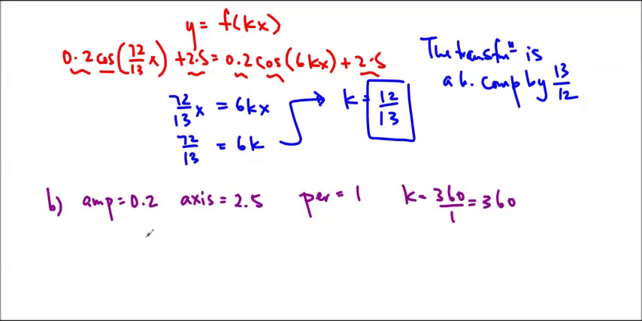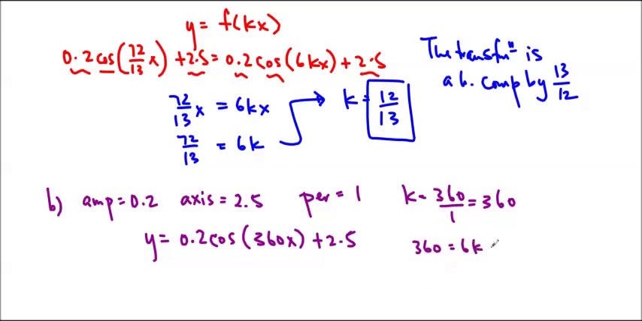So the equation is going to change. It's going to become y equals 0.2 cos 360x plus 2.5. If we do the same thing as we did here, we'll know that 360 is equal to 6k. In this I'm finding the transformation, so k is equal to 60. So the transformation is a horizontal compression by 1 over 60, because we can fit 60 seconds into 1 minute, right? So we're going to get lots and lots of little periods where the minute hand would have one long one.